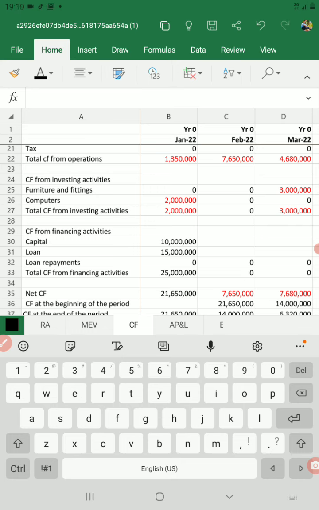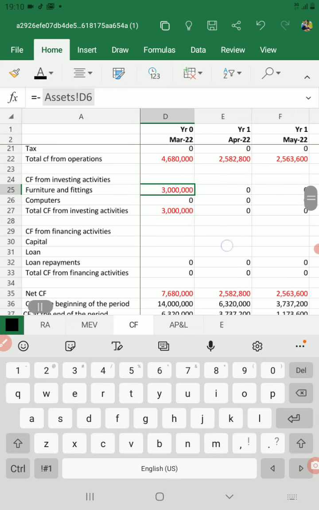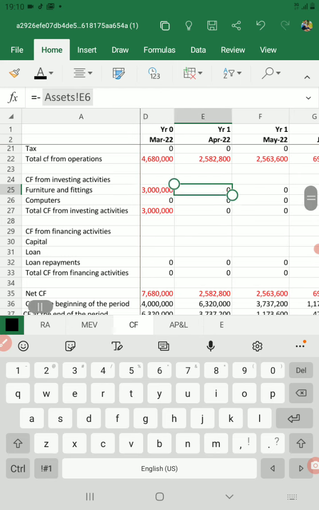There is where we have cash flow from investing activities on computer and on furniture and fittings. All these occurred during the pre-operating period. So from year 1 here we have no such figures.